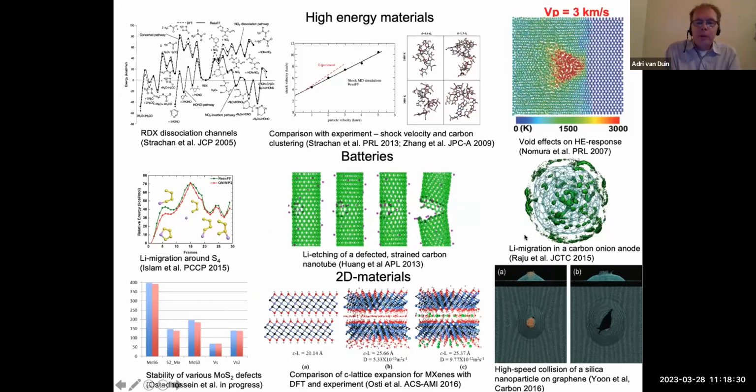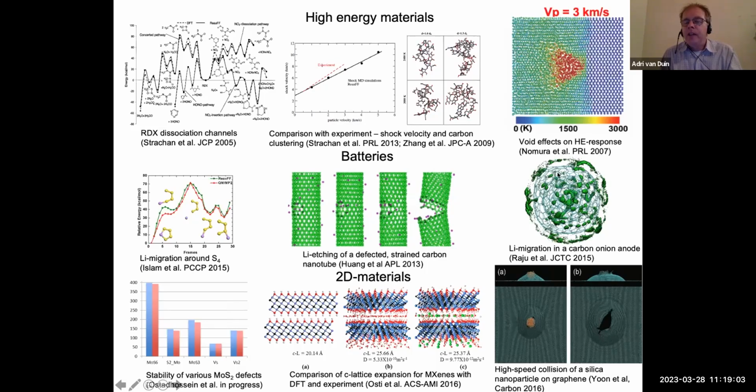Batteries have been a very popular topic for ReaxFF, especially, as I said before, strain related chemistry is very important in batteries because batteries undergo enormous volume changes during charge-discharge cycles. And we indeed see here that, for example, if you take a lithium nanotube system, at low strain, nothing happens. But if you put strain on the system, we see that the lithium can eat its way right through the nanotube. So very much the strain makes the lithium far more reactive towards the anode material.